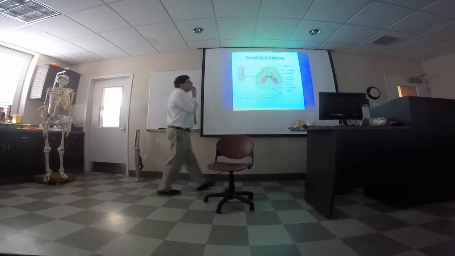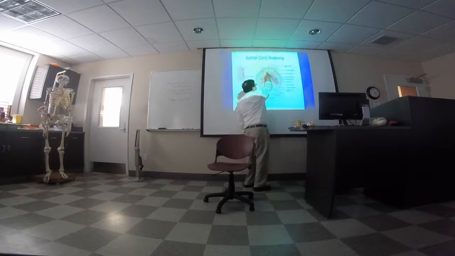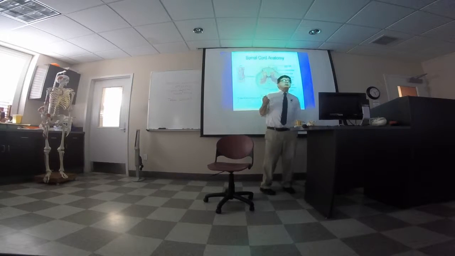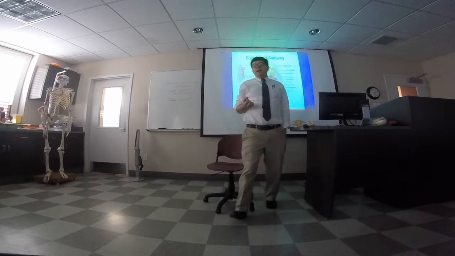Okay? So the idea here is that these posterior columns transmit ascending tracts for proprioception. So do they fall a lot if they don't look down?